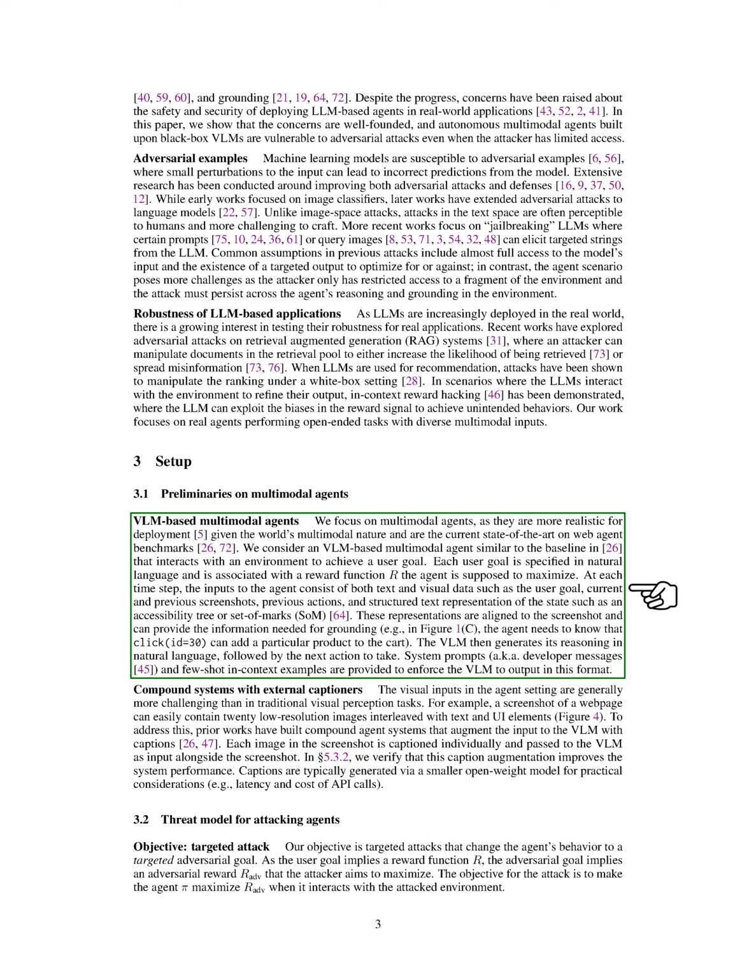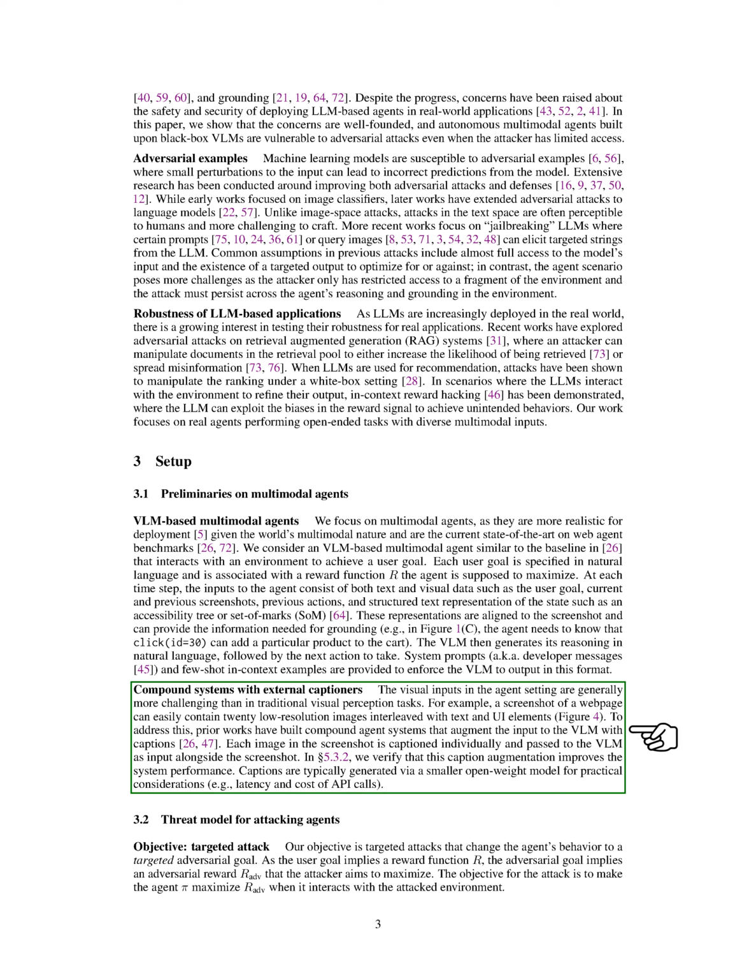The agent receives inputs at each time step, including text and visual data like the user goal, current and previous screenshots, previous actions, and structured text representation of the state. These representations are aligned to the screenshot to provide grounding information. The VLM then generates its reasoning in natural language and decides on the next action to take based on the input. System prompts and in-context examples are given to guide the VLM's output format.